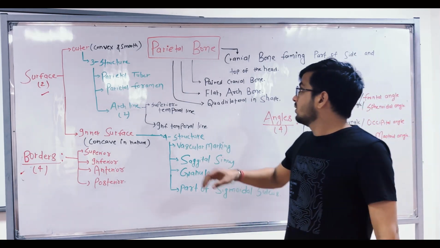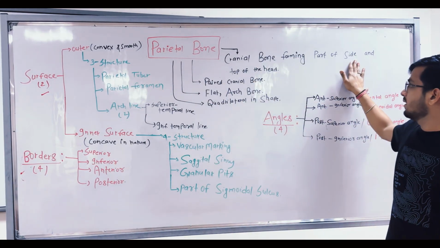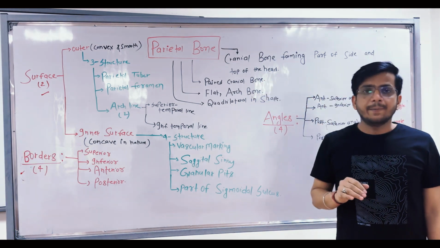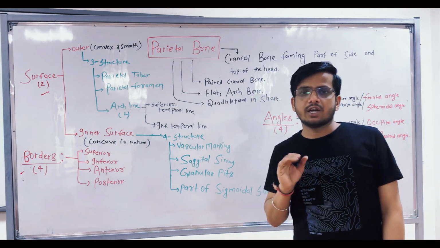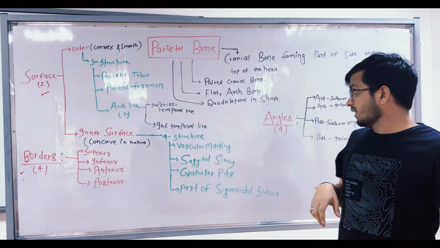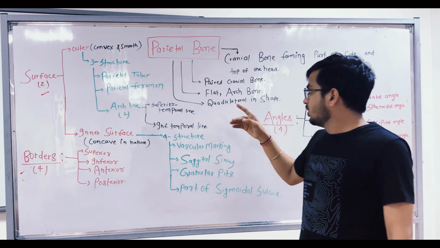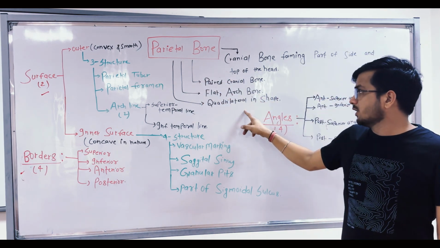Now I will discuss the parietal bone. The parietal bone is the cranial bone forming part of the side and the top of the head. We can say the parietal bone is a bilateral bone forming the superior and lateral aspect of the head, and it is part of the paired neurocranium. It is a flat and arched bone, and each parietal bone is quadrilateral in shape.